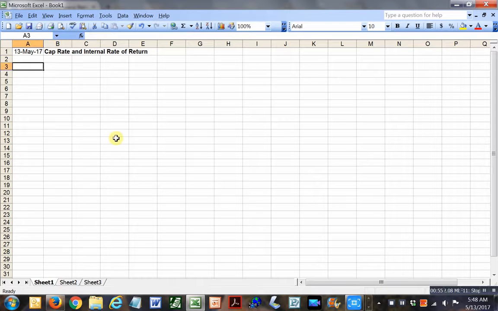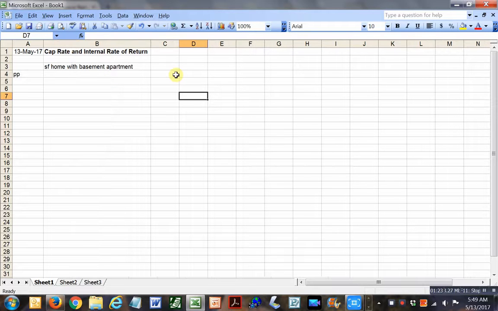All right, so let's put down PP, and that stands for purchase price. And I'm going to put another row in here, and I'm going to say we're buying a duplex. We'll say it's a single family home with a basement apartment. That's probably pretty typical of what an investment might look like. So that's the one we're doing. And then we're going to do another one. I'll just move it over here.